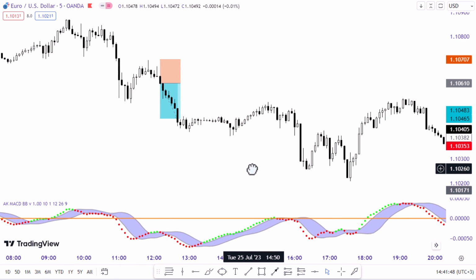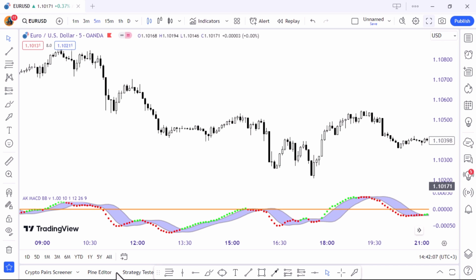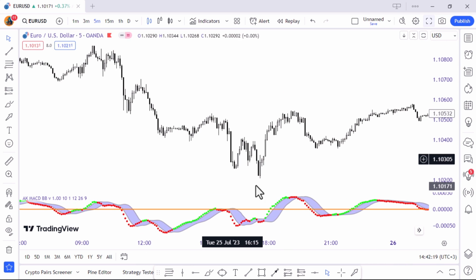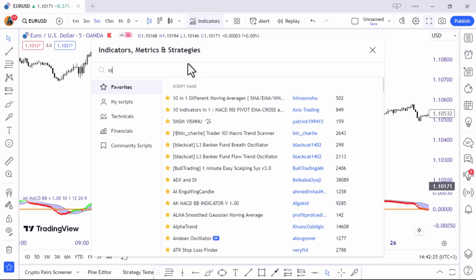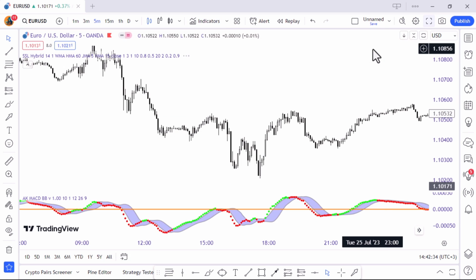Now that you know how the indicator works and how powerful it is, I will add another indicator to the chart, because even though the indicator is very powerful, it still provides false signals, especially when the market is in a ranging phase or low volatility. By adding these other indicators to the chart, I will be able to get rid of these false signals. The first indicator that I'll be adding is the SSL hybrid indicator. Head over to the indicator search tab and search for SSL hybrid indicator. Select the indicator made by Mikkel and add it to the chart.